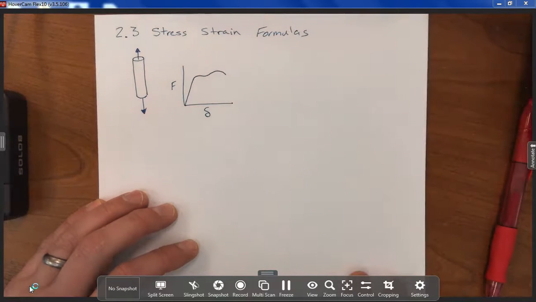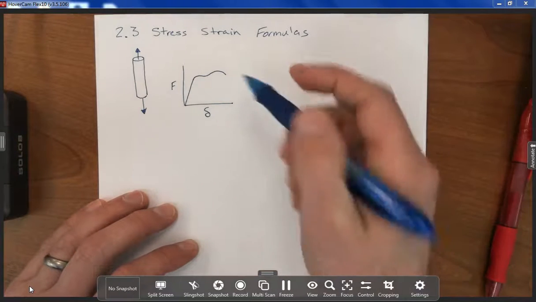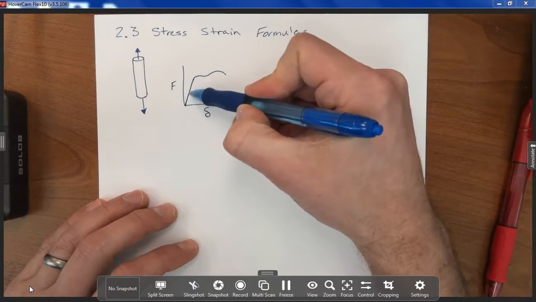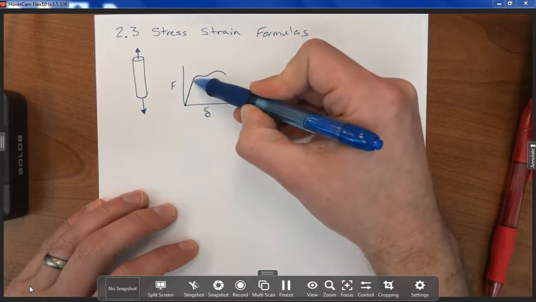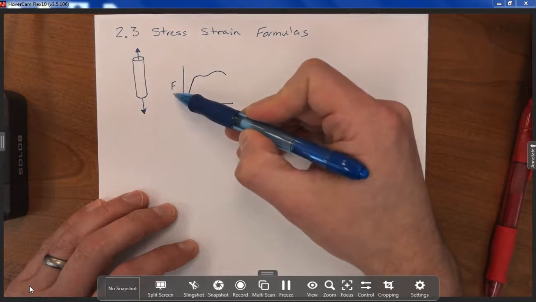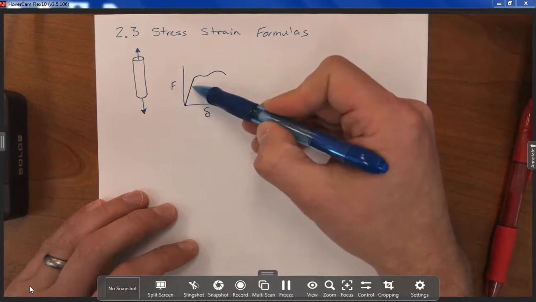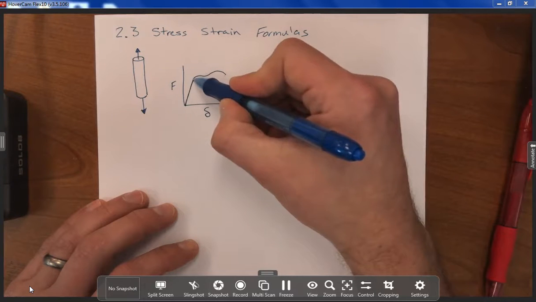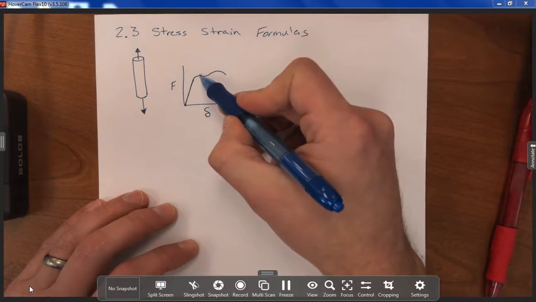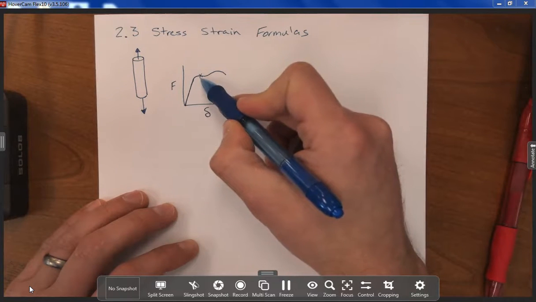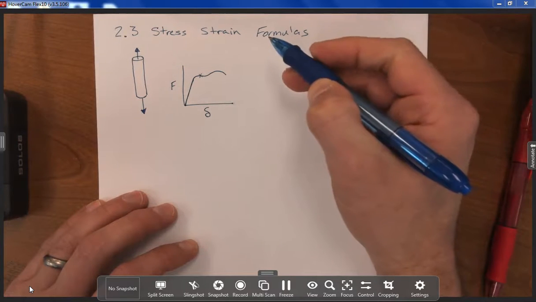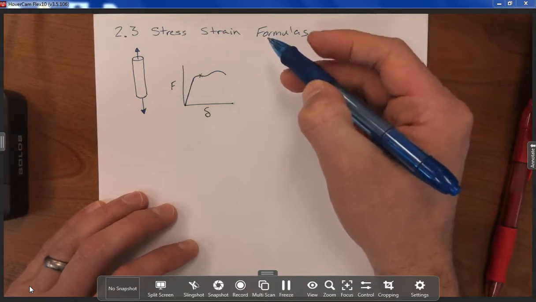Okay, we've already spent some time in class discussing this, but I'll remind you real quick that this linear section is called the elastic region. This is the region where the material will go back to its original length if we release the force, release the tension. Once we go beyond that, we get to a yield point where the material has deformed to a point that will never go back to its original length. And really, the material has begun to fail.